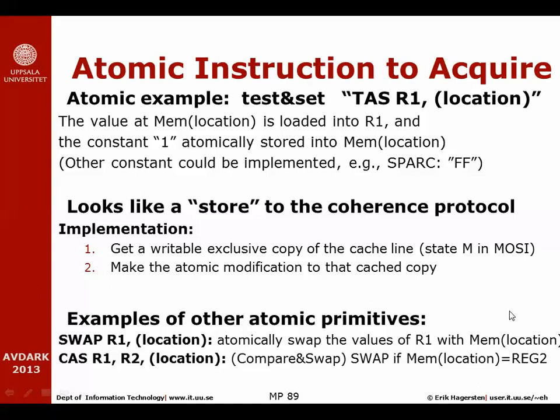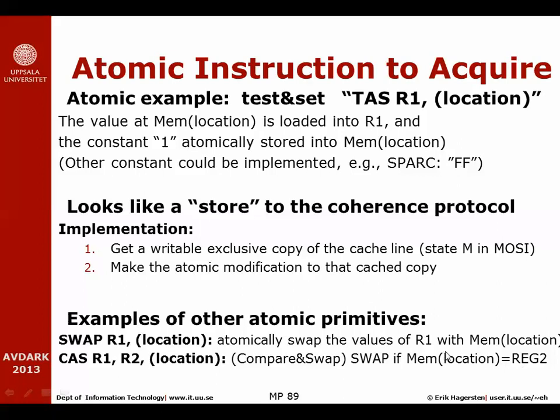An even more complicated instruction is what's called compare and swap, or CAS for short. Here we define two registers, R1, R2, and a memory location. What compare and swap will do is perform the swap operation between the memory location and R1, as well as R1 to the memory location, in one atomic operation, only if the memory location's value right now is the same as the value stored in register 2.